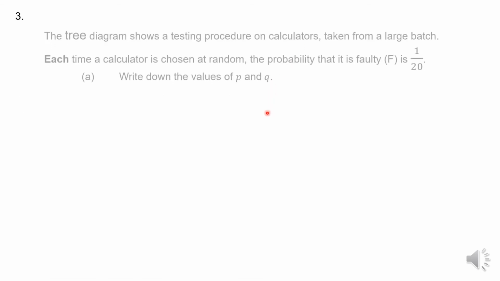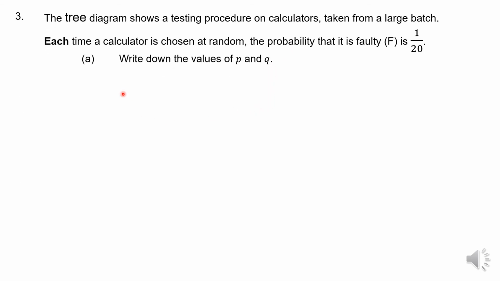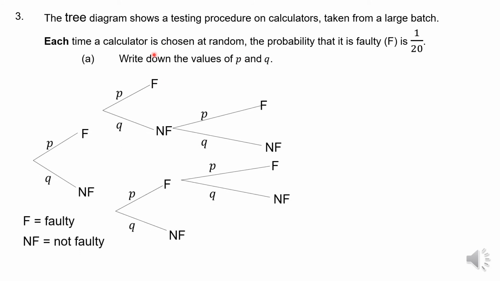Right, the third question, terribly answered in the test. You have a tree diagram here. It shows a testing procedure on calculators taken from a large batch, each time that the calculator is chosen at random. The probability that it's faulty, F, is 1 over 20. So obviously P(faulty) is 1 over 20. The other one has to be 1 minus 1 over 20. It's basically just what you need to add to get 20 out of 20. So it's 19 over 20.